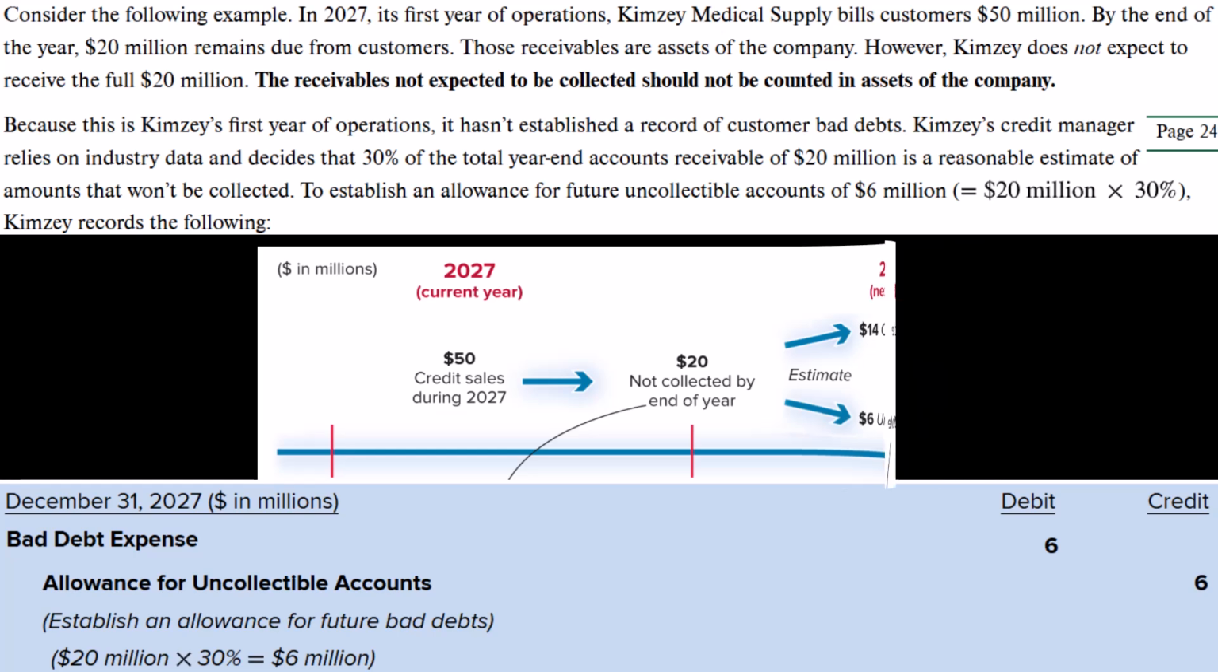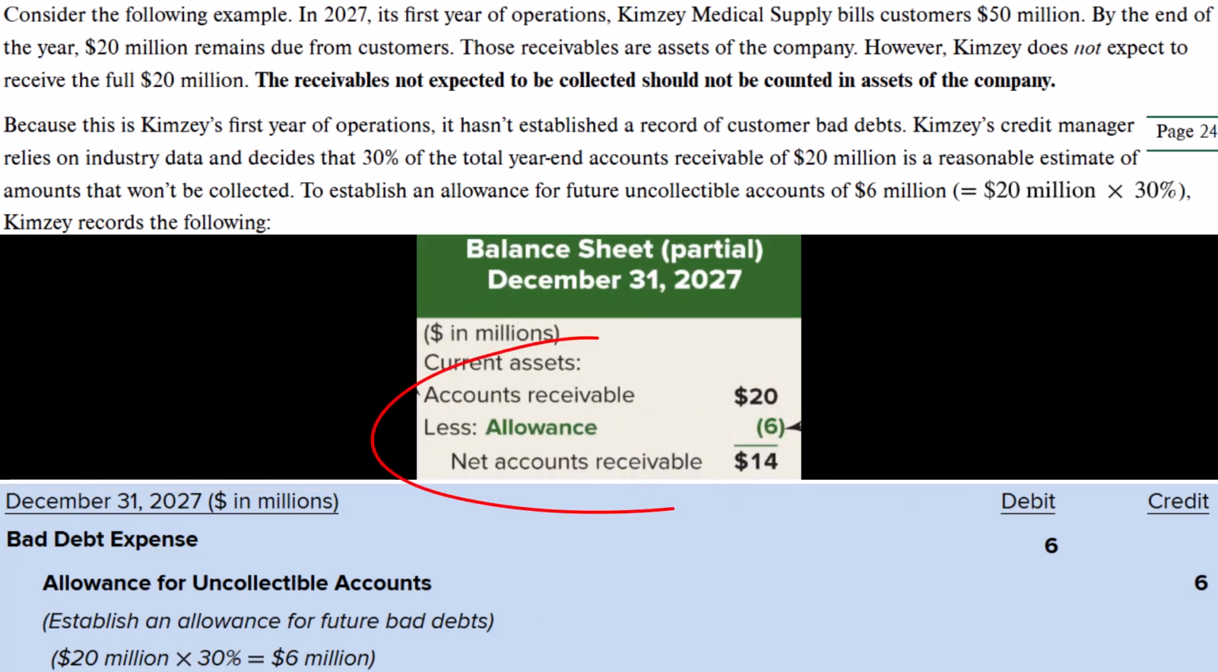On the balance sheet, this allowance is subtracted from accounts receivable to show a net accounts receivable of $14 million. It's a common mistake to think this allowance is a liability. It is a contra asset that reduces another asset.